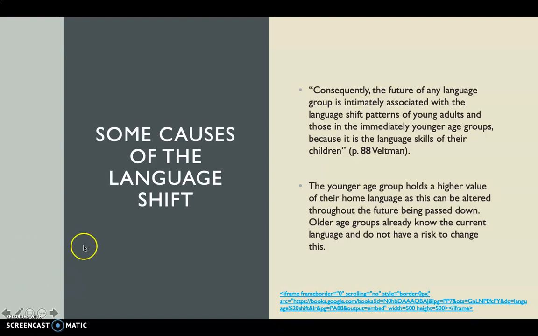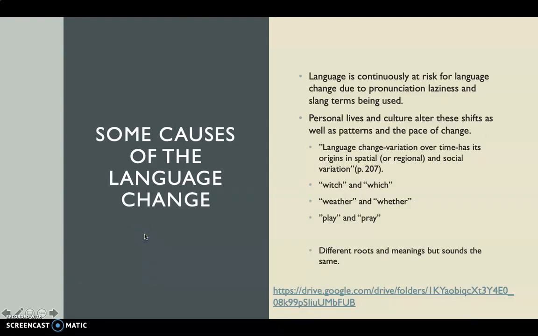To dive deeper, I found from this resource that the risk of language changing is because younger age groups have pronunciation laziness and they use slang terms a lot. And so there are their personal lives, social interaction, and the actual pace of change, so this would be during origins and migrations, and also the patterns, regionally.